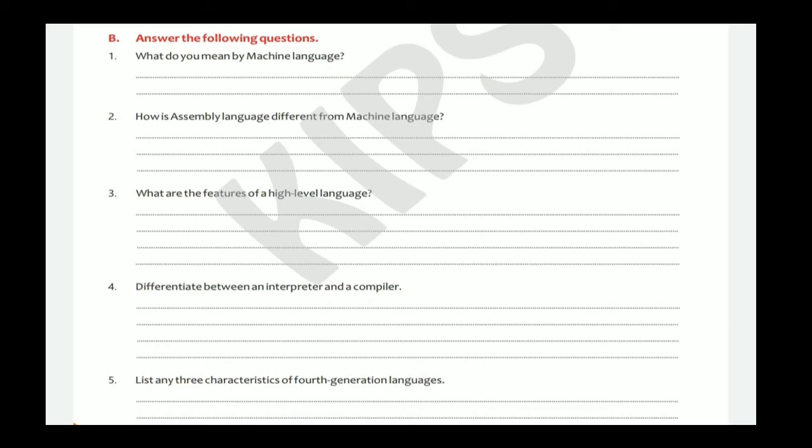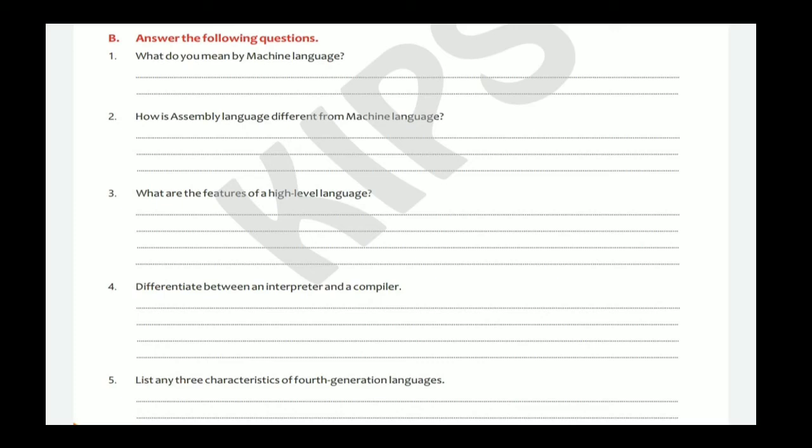Now we will start question answer. First question is, what do you mean by machine language? Machine language is the only language that a computer understands. There are also some features of machine language, like it is expressed in a binary form, that is 0 and 1, and has very high speed.